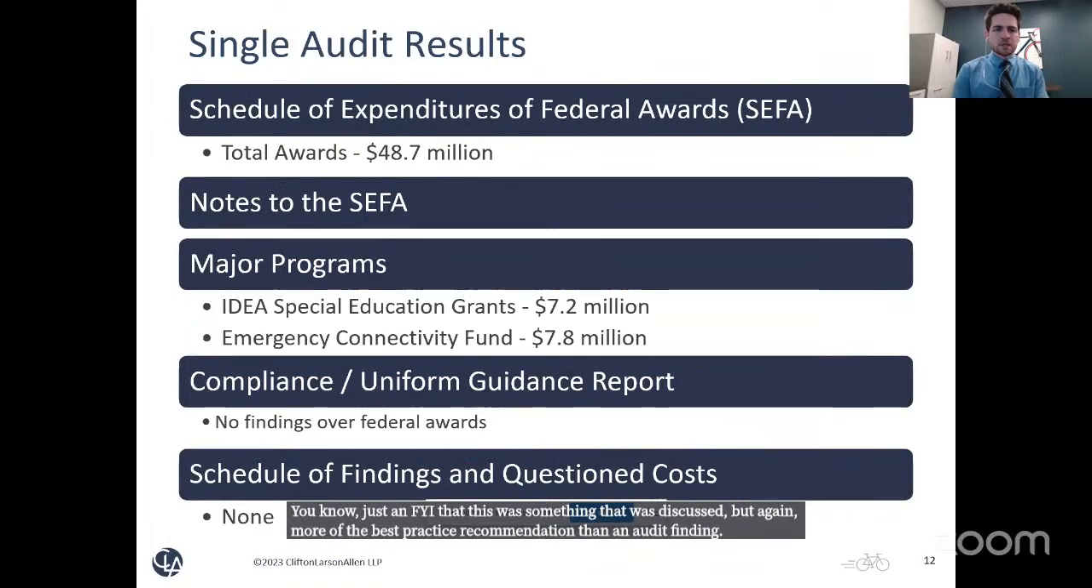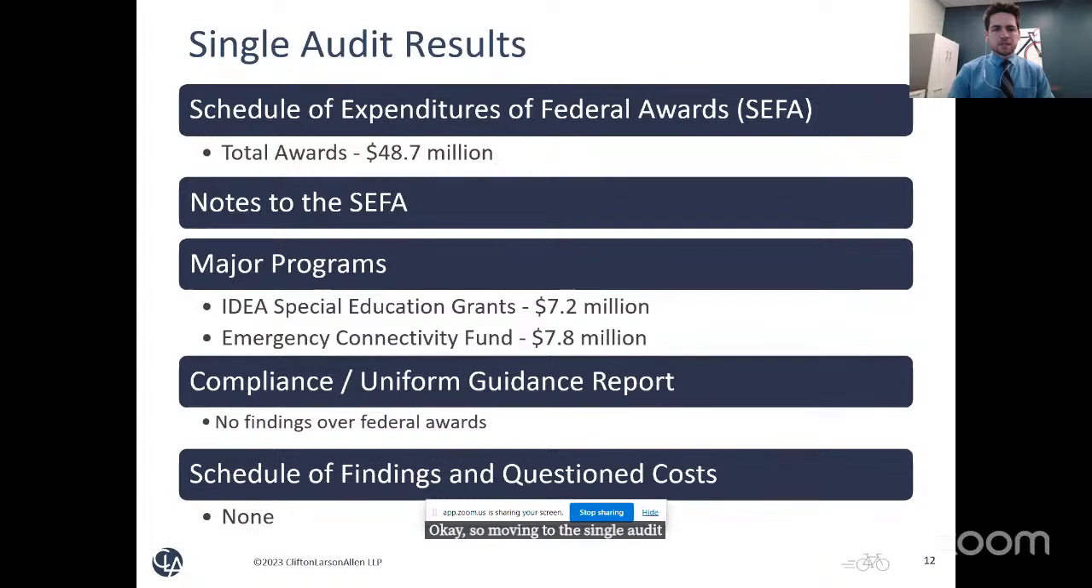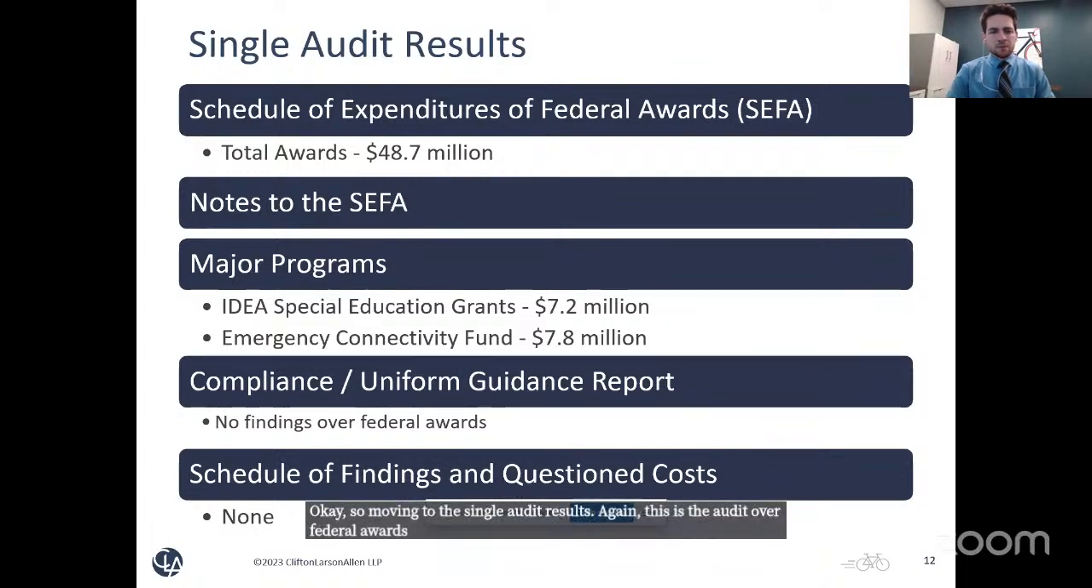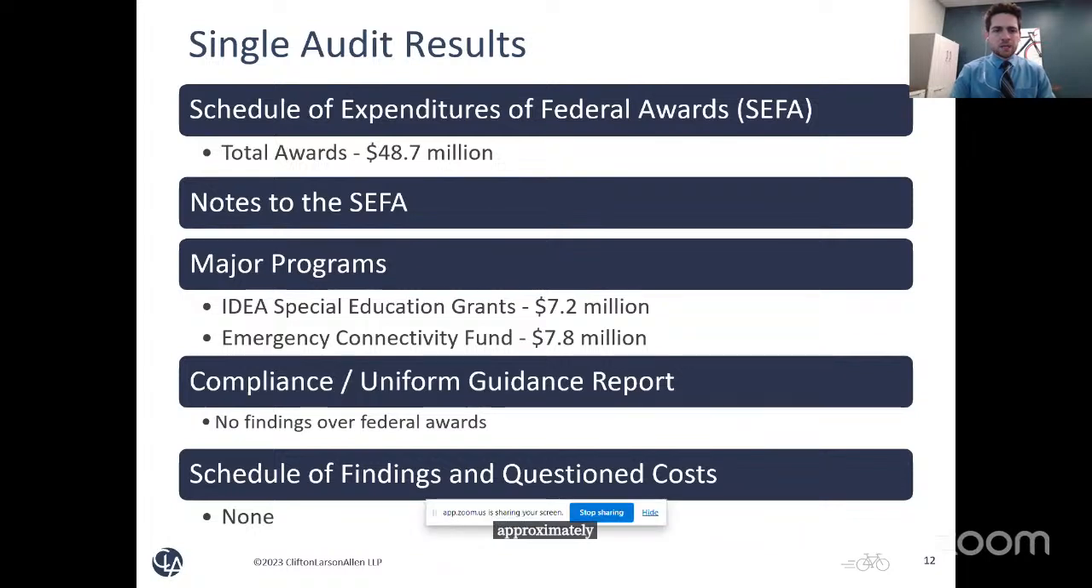Okay, so moving to the single audit results. Again, this is the audit over federal awards. The district received approximately $48.7 million in federal awards for fiscal year 2024. Major programs would be what programs we were specifically testing. So the federal government has a rotating program over every 3 years, where programs that award over a specified dollar threshold would be tested.